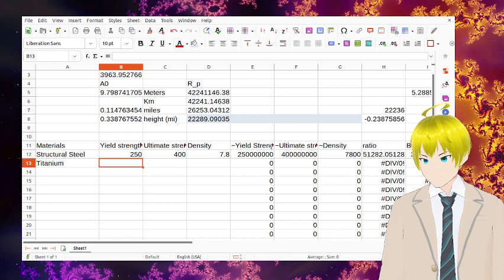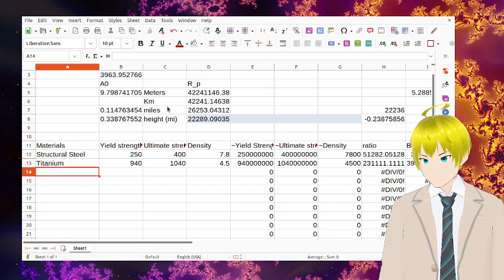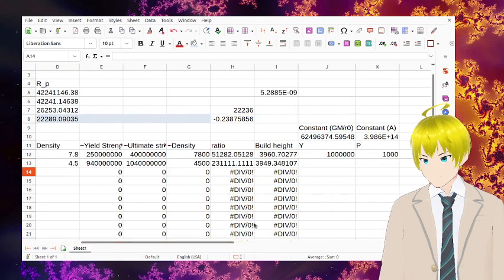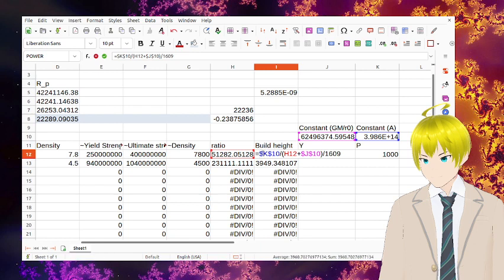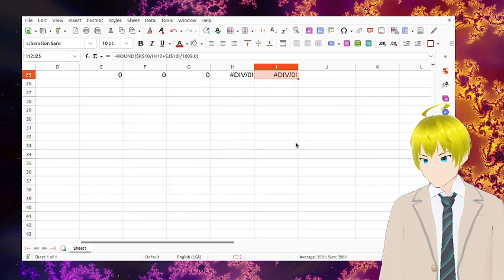$940, $1040, 4.50. 1040, 4.50. Okay, so this is the build height we can get. Let's change the formula and round to 1 decimal place, because we don't need these extra decimals here. Yeah, let's just improvise it.